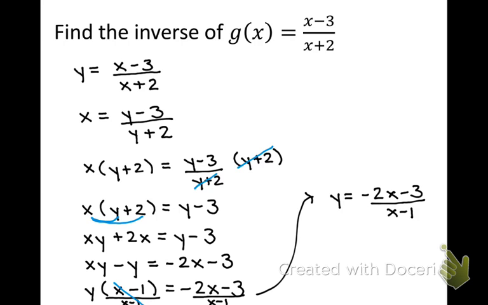Very, very last step, we have to use our proper notation. We are now going to write that the inverse of g(x) = (-2x - 3)/(x - 1).